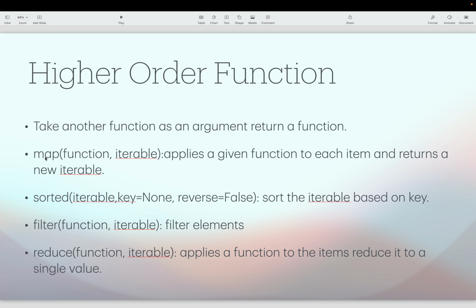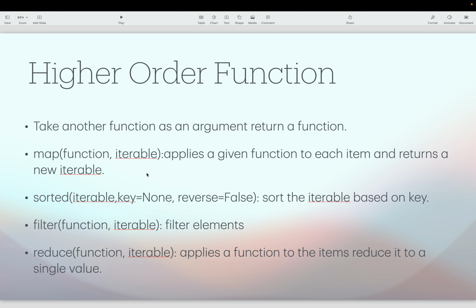So there are mainly four higher order functions: one is map, one is sorted, one is filter, and one is reduce. We will explain each of them with a demo. So what is map? It applies a function to every item in an iterable, let's say a list, and it returns a new iterable, which is basically a map object. So we need to convert that into another type. Let's say if we want a list, we need to convert that map object to a list.